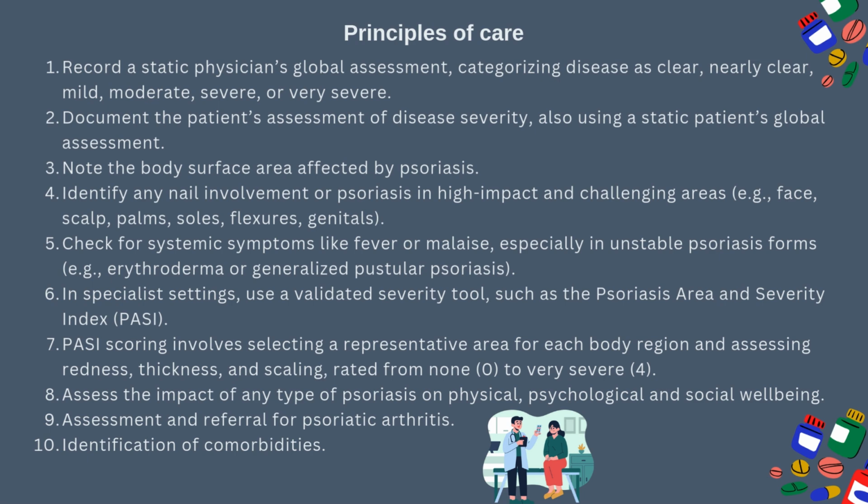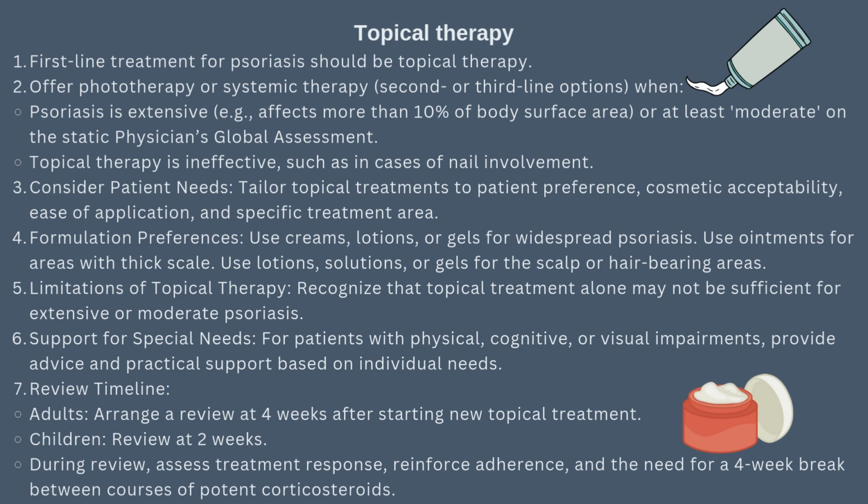Assess the impact of any type of psoriasis on physical, psychological, and social well-being. Assessment and referral for psoriatic arthritis. Identification of comorbidities. Topical therapy. First-line treatment for psoriasis should be topical therapy. Offer phototherapy or systemic therapy.